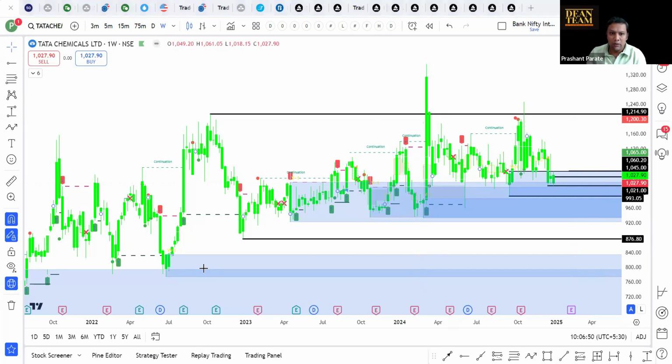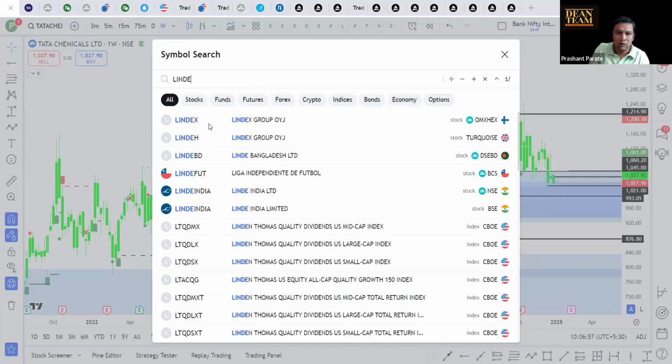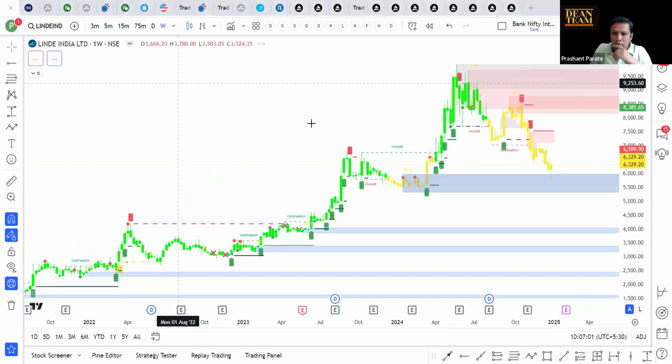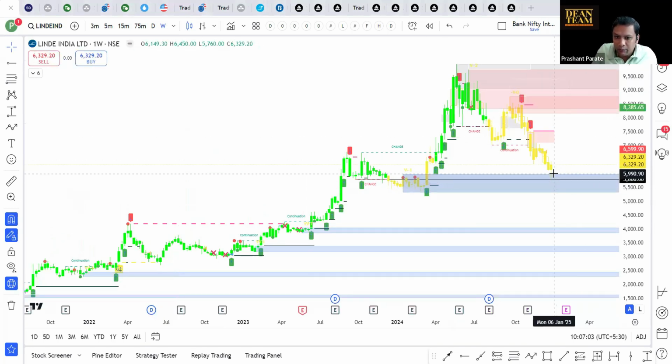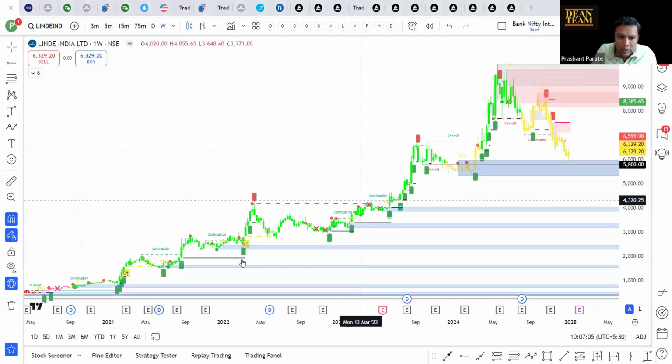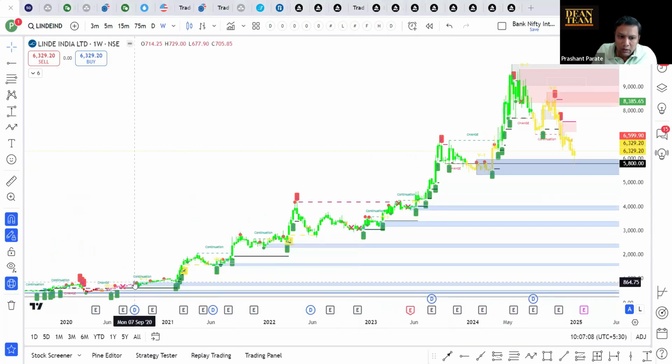So after Tata Chemical, we have Linde India, SBI Cards. So this is in weekly buying area. This has been in strong uptrend. If you check here on weekly chart, 753 was entry. It went up to 1000.